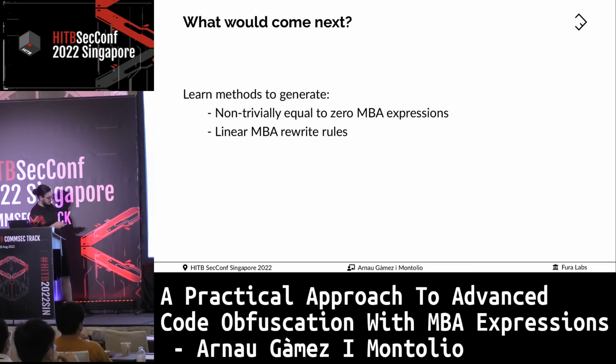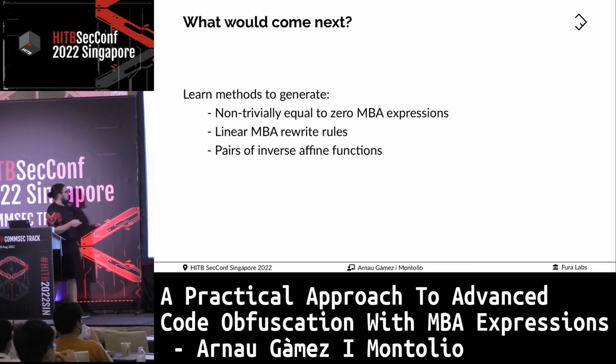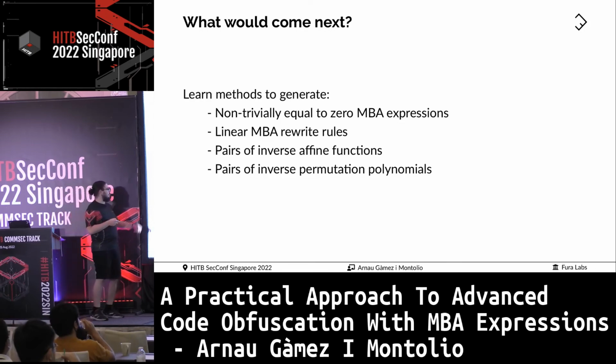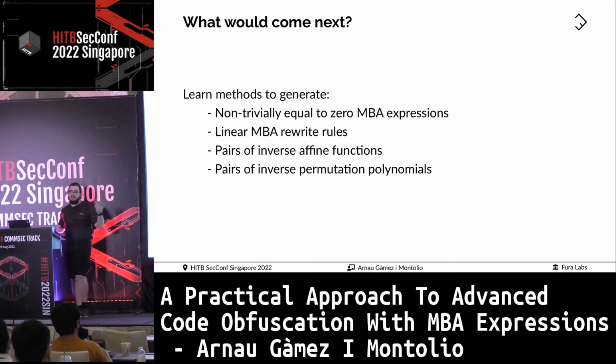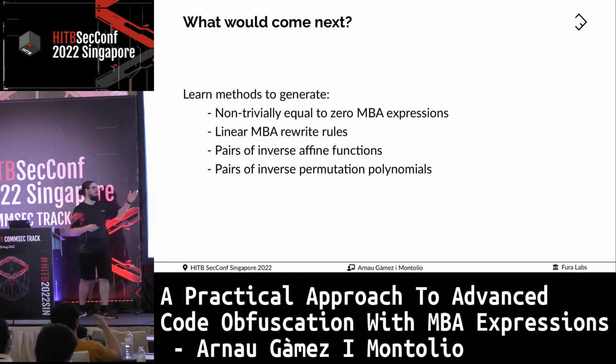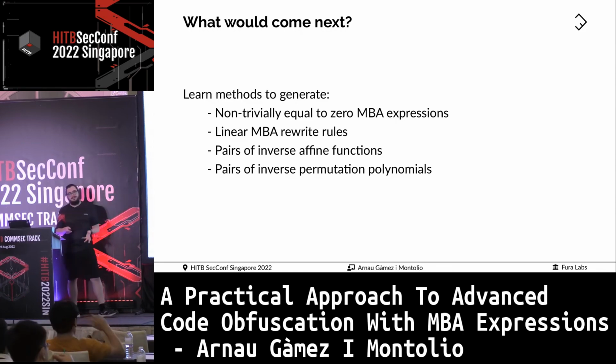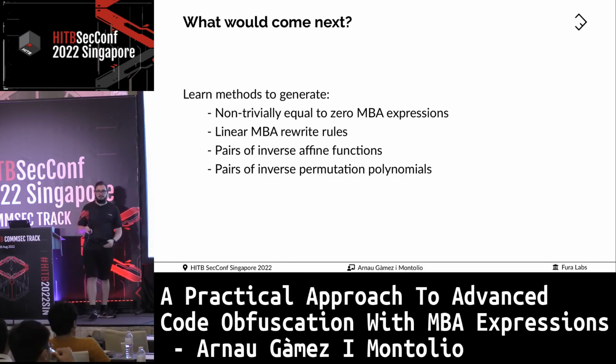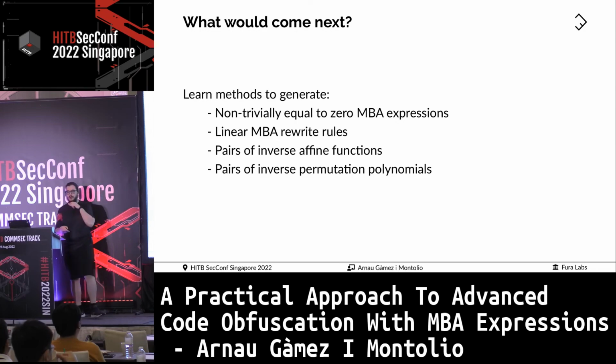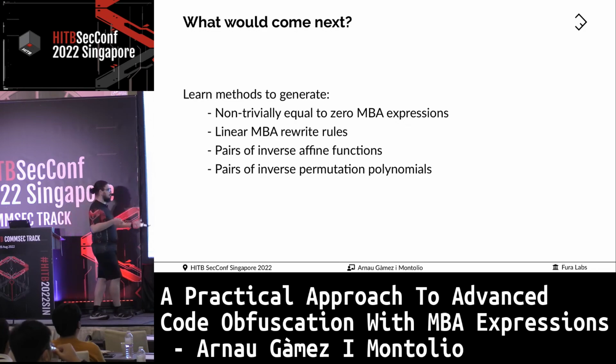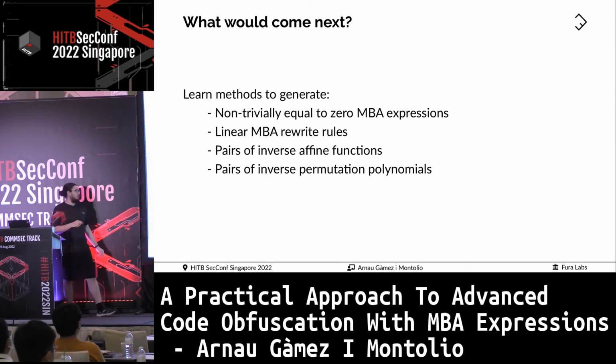And then we would also be interested in generating pairs of affine functions and their inverses in general. Affine functions are in general permutation polynomials, and as I've been mentioning, an affine mapping is just a permutation polynomial of degree 1. So we'd also be interested in generating this kind of stuff. I can also give you some words for that. For affine functions, it's very simple.